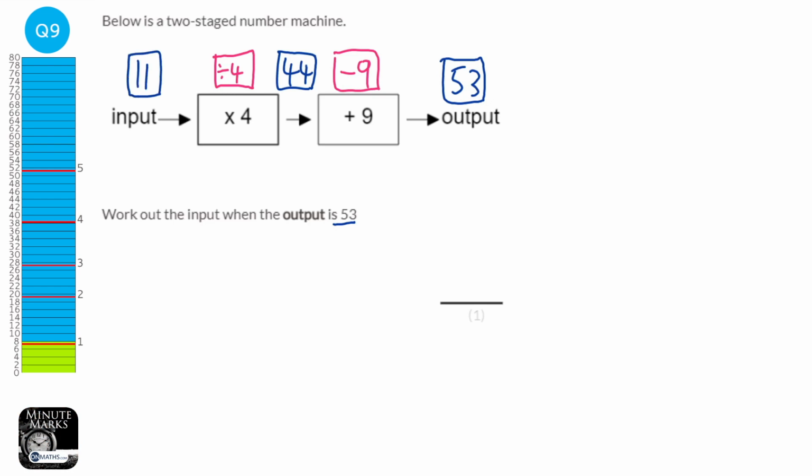Now let's check the whole thing. We put in 11. 11 times 4 is 44. 44 plus 9 is 53, so we know we've got it correct.